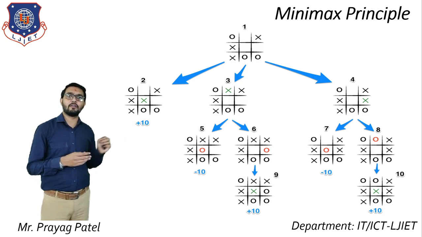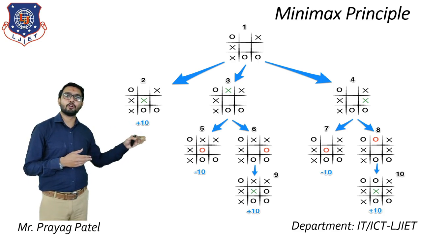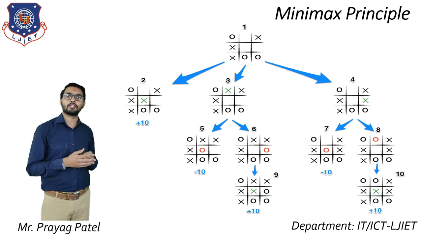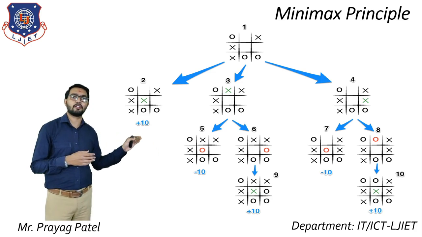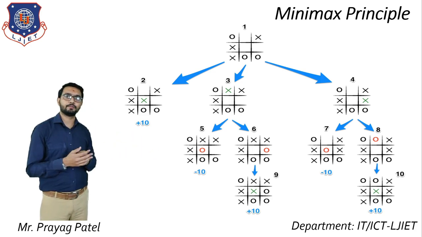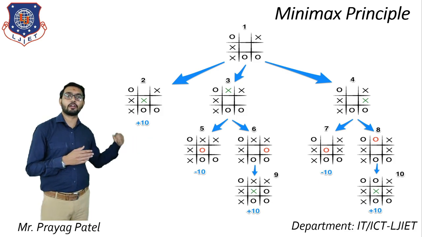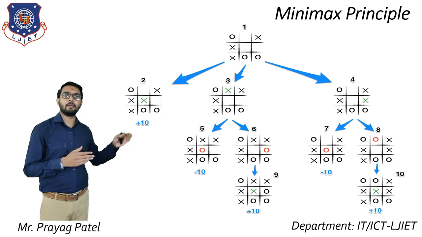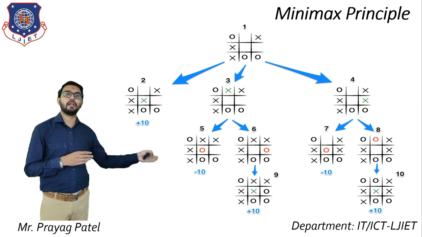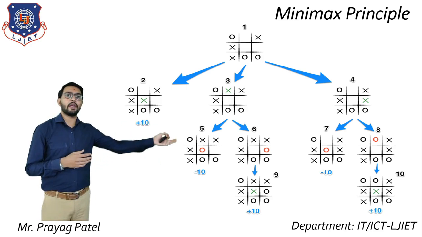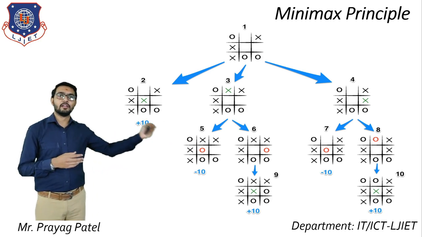After that, consider the turn for the 0 player. The 0 player puts the 0 in both situations. In the first situation, consider it a winning situation for the 0. After that, consider the turn for the max player, and the max player puts the cross, which is a winning situation for the cross. In the same way, you can perform the operation for the second problem.